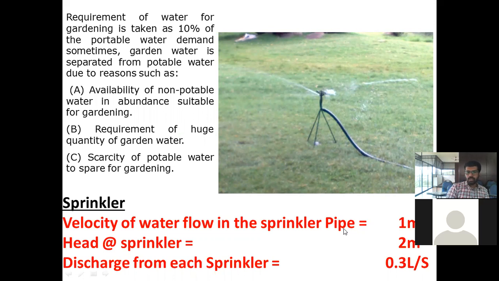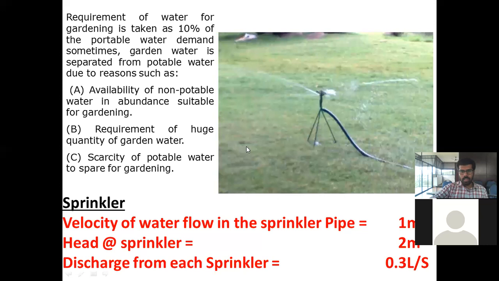And the discharge from each sprinkler should be 0.3 liter per second. In 1 second, 0.3 liters. That is the discharge. So these three things you have to keep in mind. The velocity should be 1 meter per second, the head should be 2 meters, and the discharge from each sprinkler should be 0.3 liter per second.